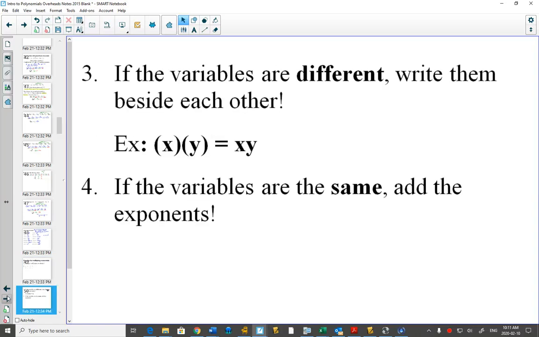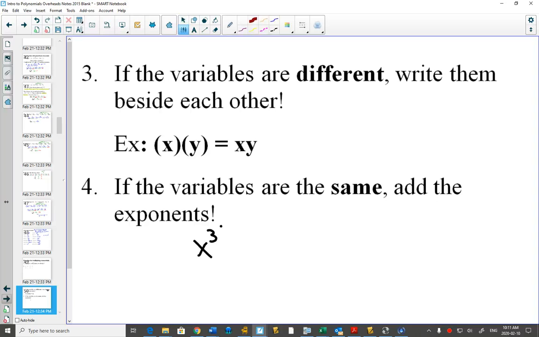If the variables are different, write them beside each other, because multiplying x times y is just xy. But if the variables are the same, then we have to think of our exponents unit, and when multiplying exponents, you can add the exponents. You can think of the definition, right?